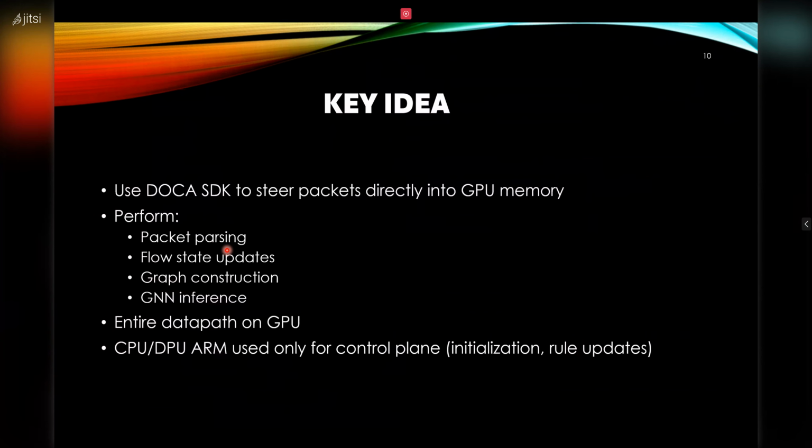So we perform packet parsing, flow state updates, graph construction and GNN inference inside the GPU memory. The data path is inside the GPU pipeline without involving the CPU ARM. Only for the first packet do we involve the ARM processor, for flow tracking initialization and rule updates, which depend on the ARM processor.